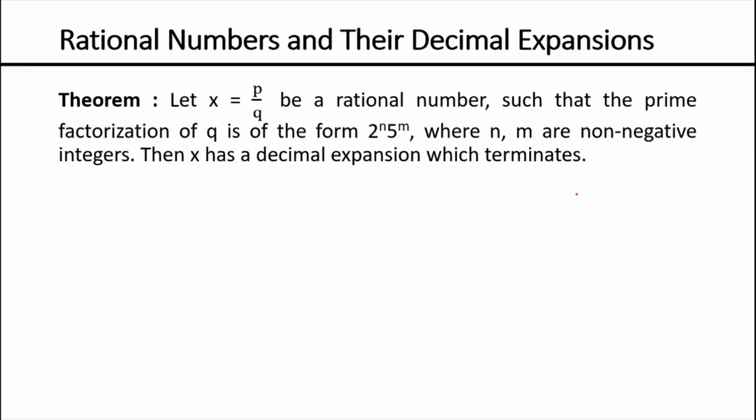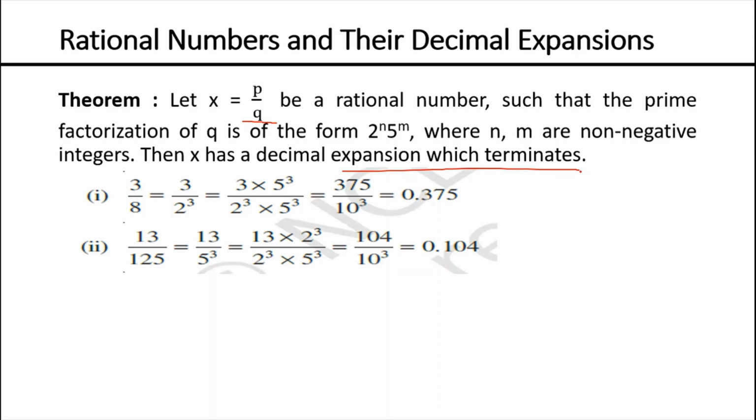The earlier theorem was stating that if we take a decimal expansion, it can be expressed in the form of p by q, where q can be written in the form of 2 to the power n multiplied by 5 to the power m. And here this theorem is saying that if x is already p divided by q, where q is of the form of 2 to the power n multiplied by 5 to the power m, then the decimal expansion of x will terminate.